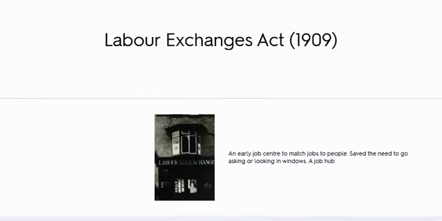Labour Exchanges Act. An early job center to match jobs to people, saved the need to go asking or looking in windows. A job hub.